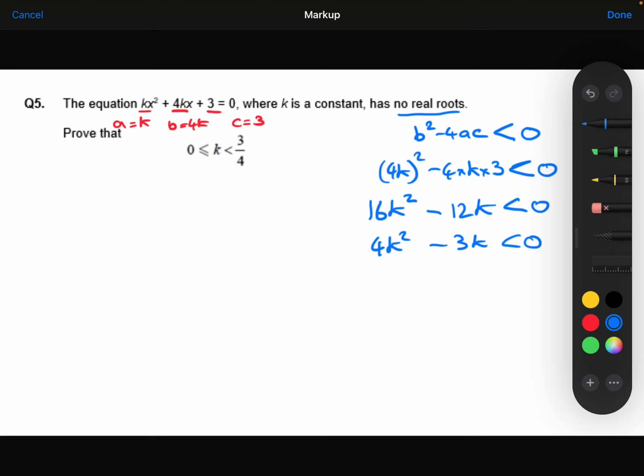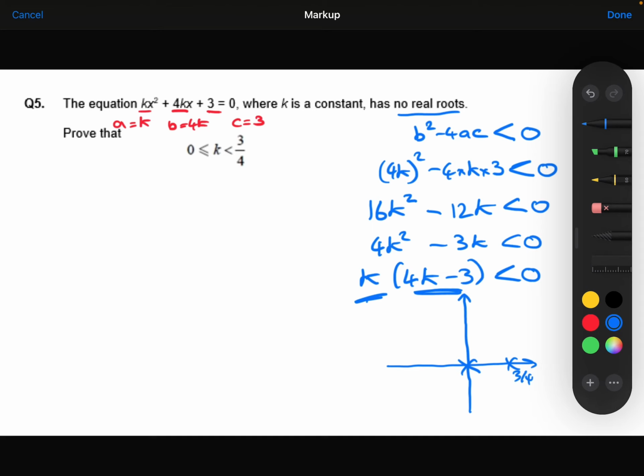Then I notice that I can factorise k outside to get the roots of this quadratic, the quadratic of this discriminant. So we've got 0 from here, and we've got 3/4 from here.